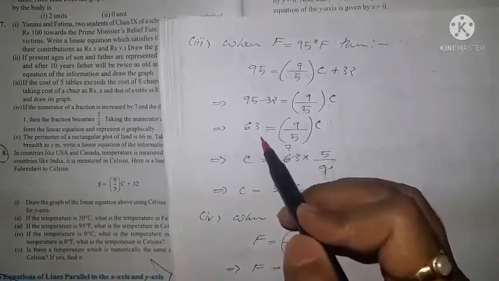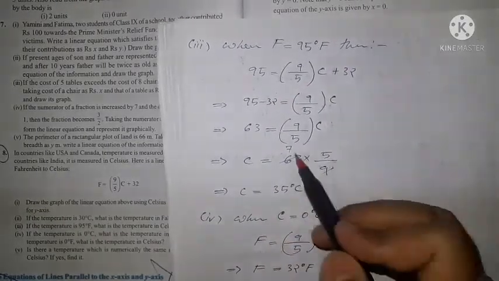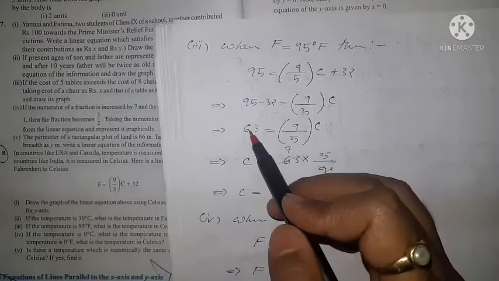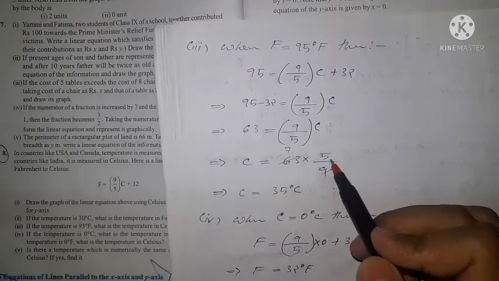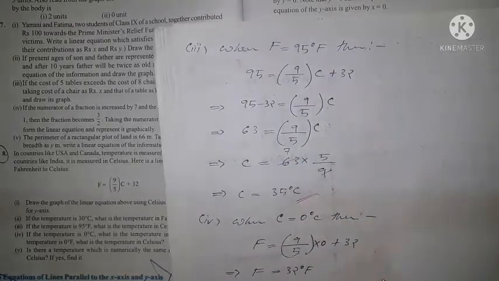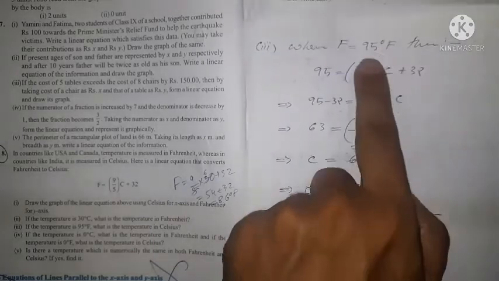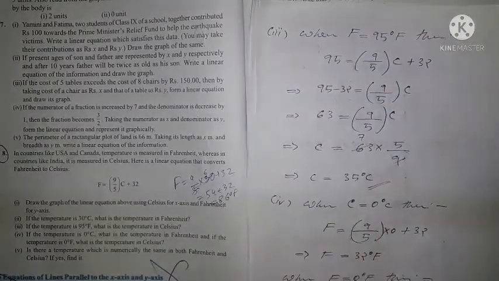So 95 minus 32, 63, equals 9/5 C. So the value of C will be, this 5 goes up and 9 comes down. So this 9 cancels into 63, 7 5s are 35. So this is the value of C. So C is 35. That means 95 degrees Fahrenheit equals 35 degrees centigrade.